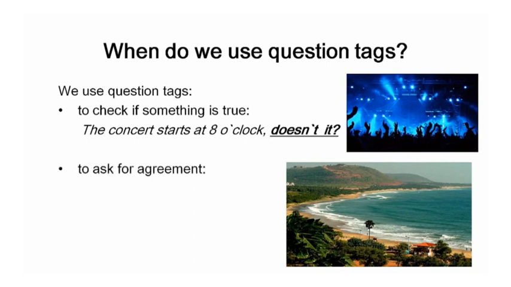The second usage is that we use question tags to ask for agreement, as in the example, it's a beautiful beach, isn't it? In this sentence, we do not want to check if something is true. We want the person we talk to agree with us.